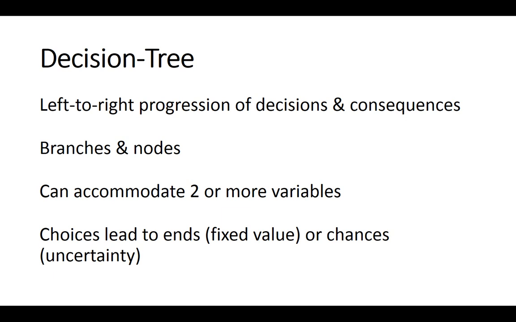And those decisions and the consequences are reflected in branches and nodes. The actual substance are identified by nodes, from the original decision or from the original activity all the way to the end result, where the branches reflect the decisions that can be made. With this model, you can accommodate in any given situation two or more variables of decision. So in other words, not every decision has to be yes or no or A or B. You can look at a variety of decision options that are available by use of the branch and node method. And these choices or decisions either lead to ends or fixed value nodes, or they lead to additional chance nodes that reflect an uncertainty to consider.